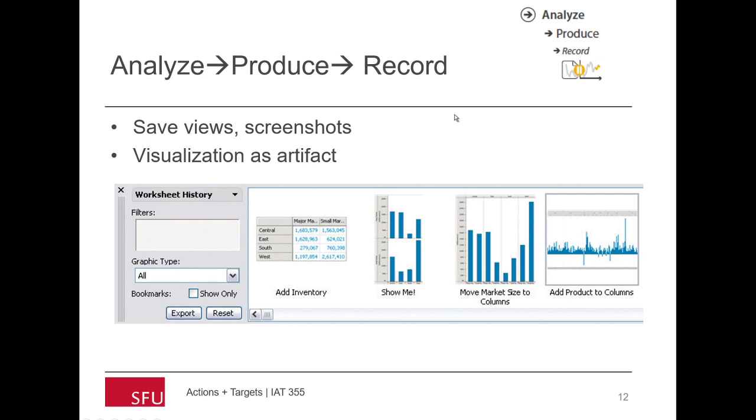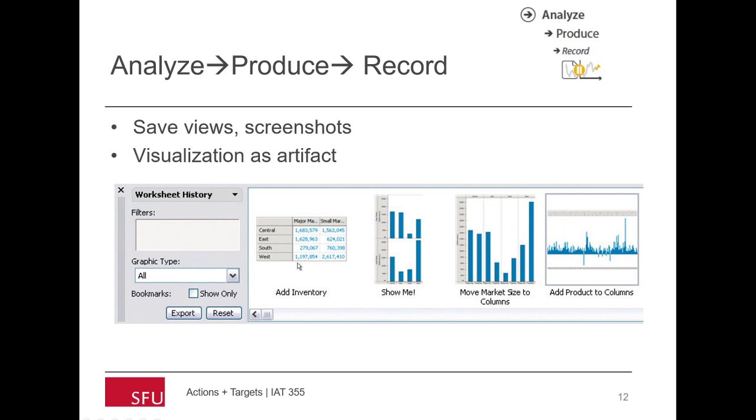So in the record abstraction, typically one of the things that people want to do is save views, take screenshots, and have visualizations themselves used as an artifact for later use somehow or other. So this thing is taken from the book. It is something called the worksheet history, which is present in Tableau.